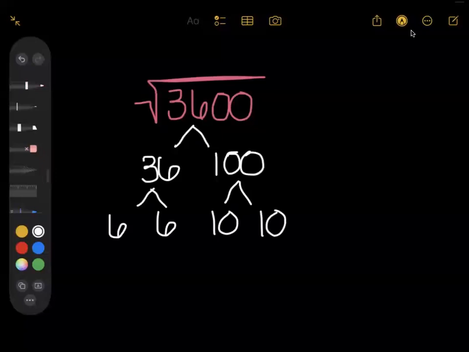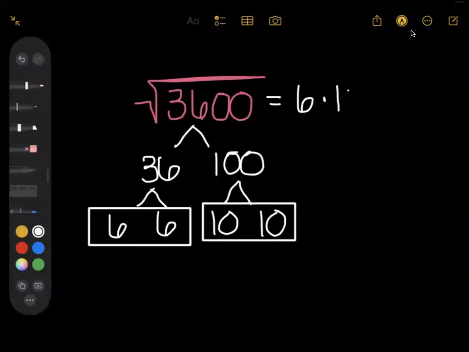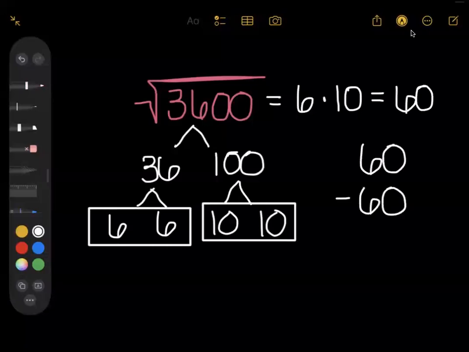Now, none of those are prime, but I can stop here because I know that I'm looking for groups of two of the same factors. I have a group of two 6s right here, so I'm going to put 6 out here. And I have a group of two 10s right here, so I'm going to put 10 out here. When I multiply that back together, 6 times 10 is 60. So the square root of 3,600 is either 60 for the positive root, or it's -60, because -60 times -60 would also give me 3,600.